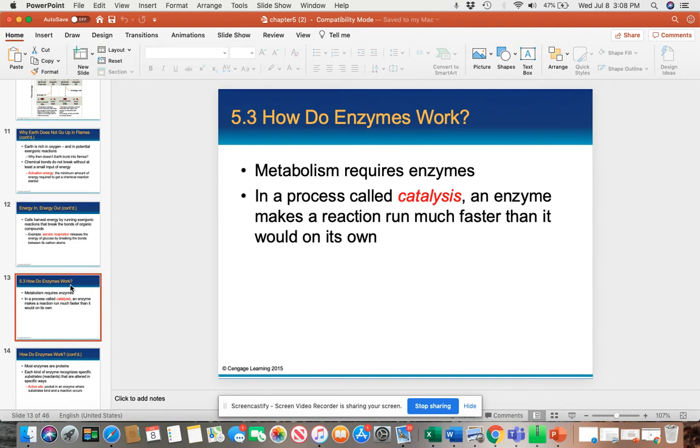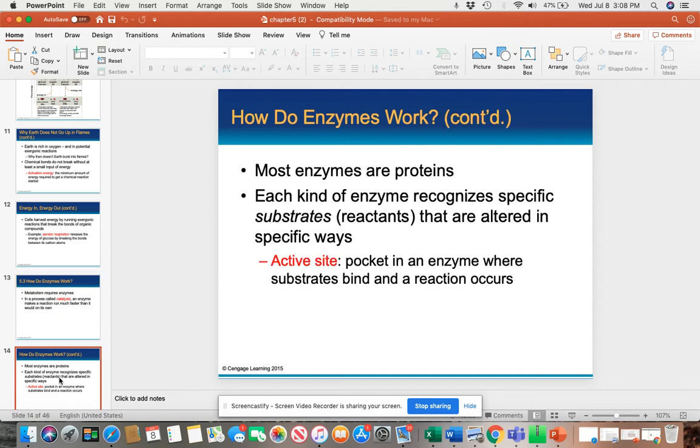Enzymes are catalysts. They can be used over and over. They are specific and they lower the activation energy. An enzyme connects with a substrate and the reaction occurs at its active site.